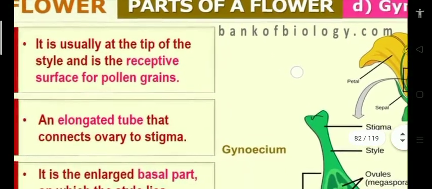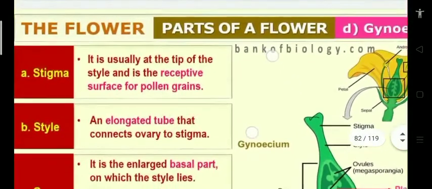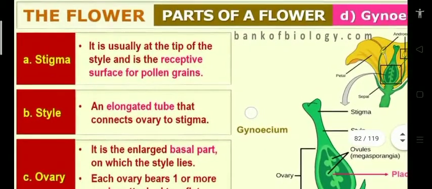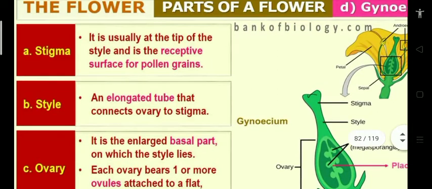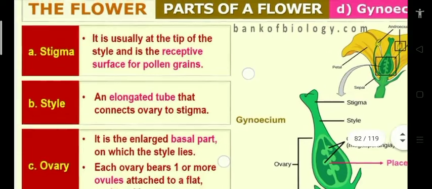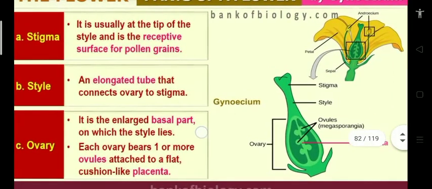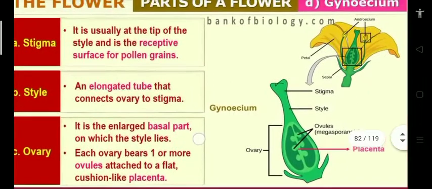Now look at the gynoecium. The stigma receives the pollen rain. Not only that, it detects whether the pollen rain is compatible or not. The style is connected to the stigma and ovary. Through the style only, the pollen tube grows. Then the basal enlarged part is called the ovary.